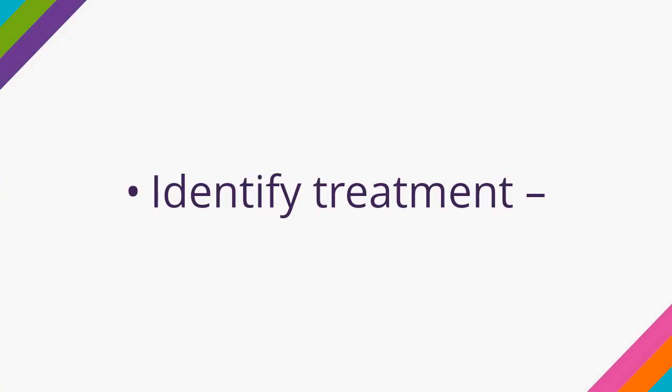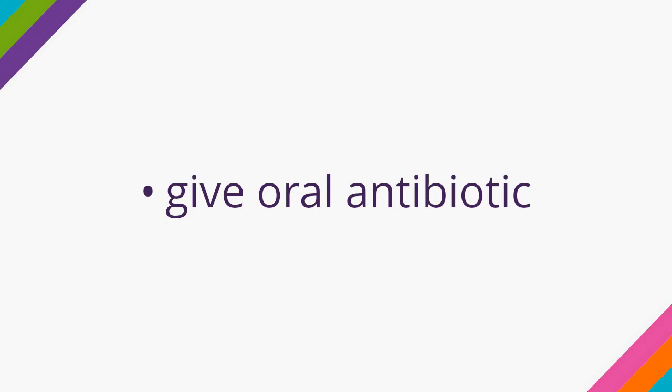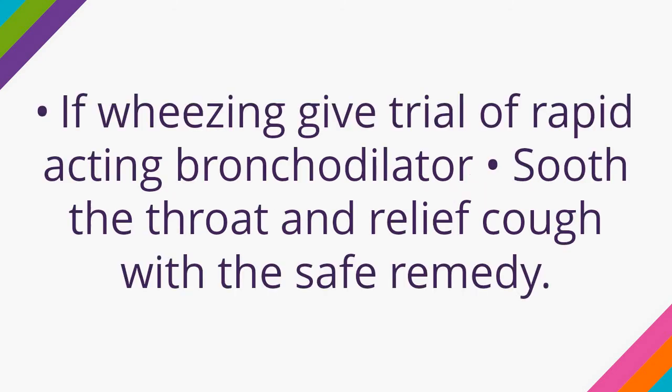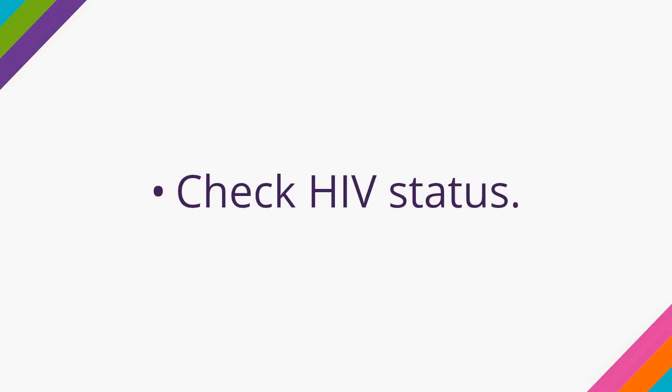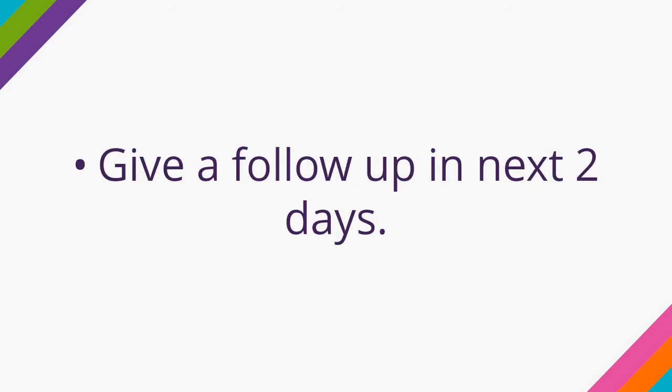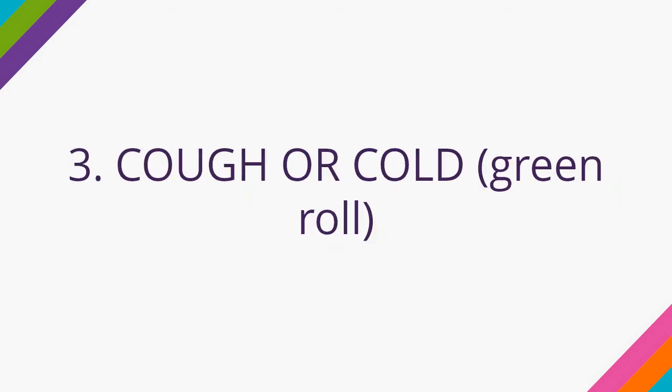We counted 66 green row. So you're going to classify as cough or cold. Signs. Here is the second child. Or very severe disease. Then, under classification, this will be cough or cold. Under treatment, if wheezing, you can give bronchodilator for about 5 days.